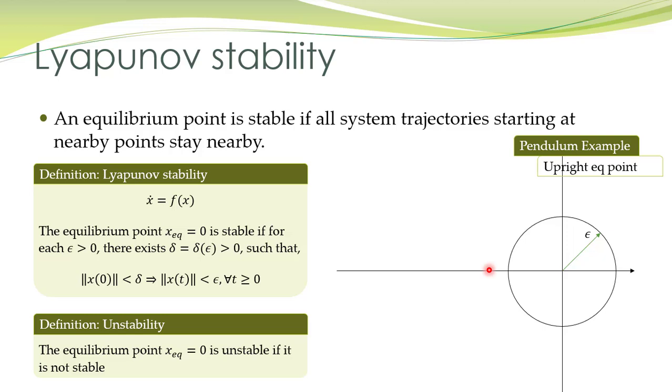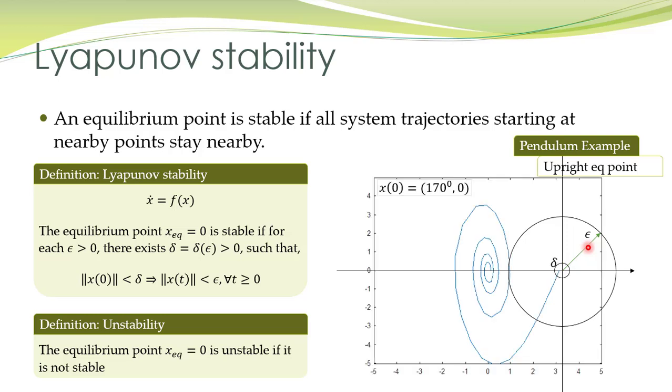Compared to this, if we talk about the equilibrium point of the pendulum system in the upright position, we see that for example, corresponding to this epsilon, we cannot find any delta such that trajectories stay within this bigger circle. Here is one trajectory which corresponds to an angular position of 170 degrees and angular velocity of 0. So here is the phase portrait. We see that the trajectories starting from within this smaller circle finally leave the bigger circle.